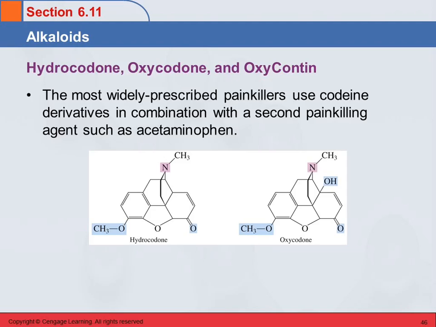Other derivatives of morphine include hydrocodone and oxycodone. And again, we just get very small changes here. These are often administered in combination with a second pain-killing agent, such as acetaminophen. And it's interesting, the book mentioned that one of the reasons for putting acetaminophen in there is because if you take too much of the combination drug, the acetaminophen will hurt you. And so it's harder to abuse the drugs that have acetaminophen in them. So that's considered to be a good thing.